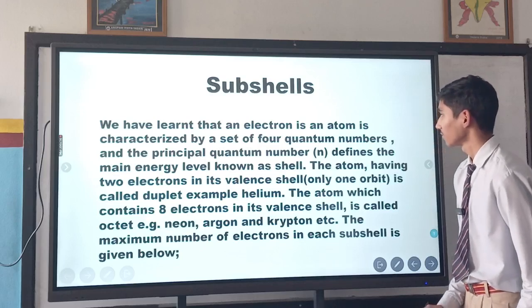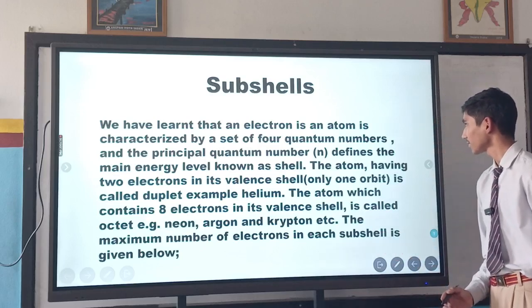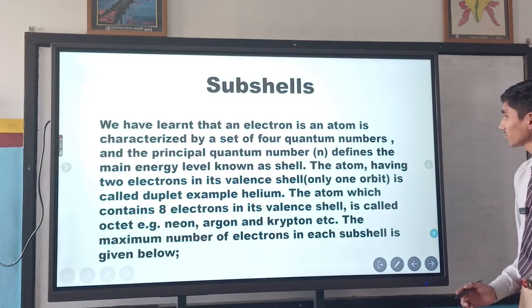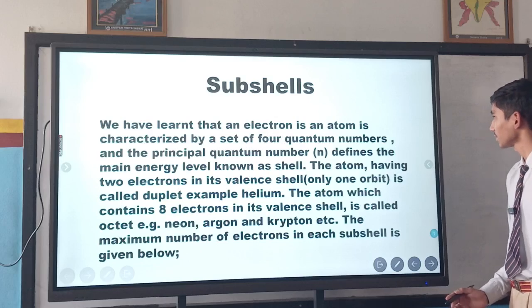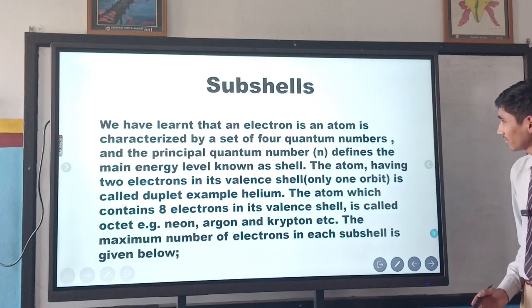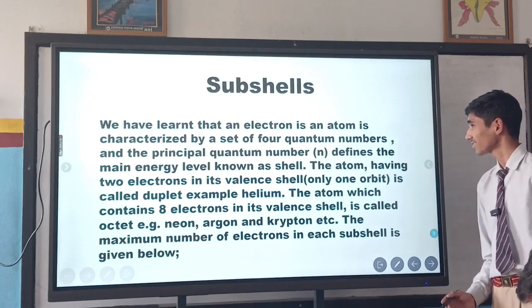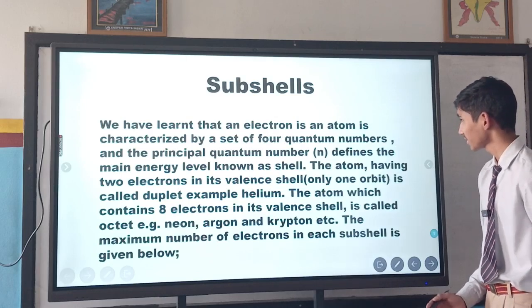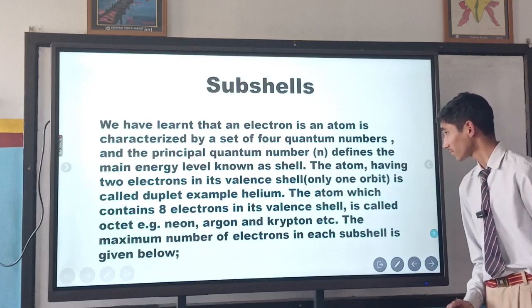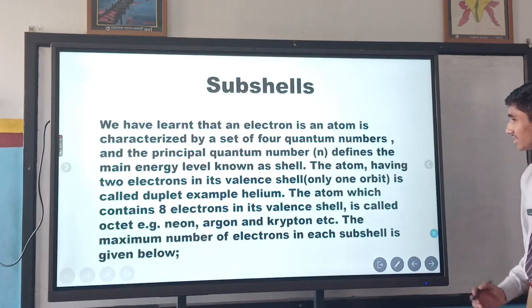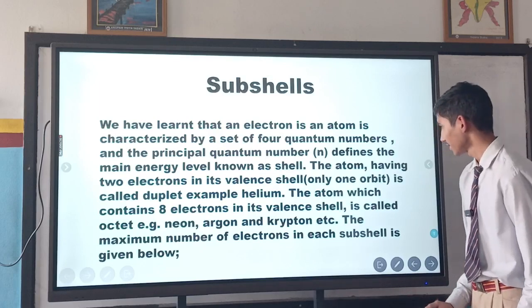Subcells. We have learned that an electron in an atom is categorized by a set of 4 quantum numbers, and the principal quantum number defines the main energy level, known as shells.